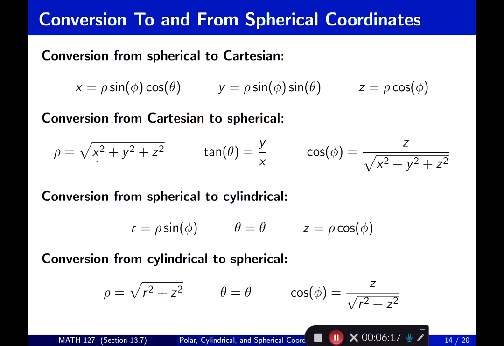Conversion from spherical to cylindrical is r equal to rho sine phi, theta is equal to theta, z is equal to rho cosine phi. Conversion from cylindrical to spherical, rho is equal to the square root of r squared plus z squared, theta is equal to theta, and cosine phi is equal to z over the square root of r squared plus z squared.